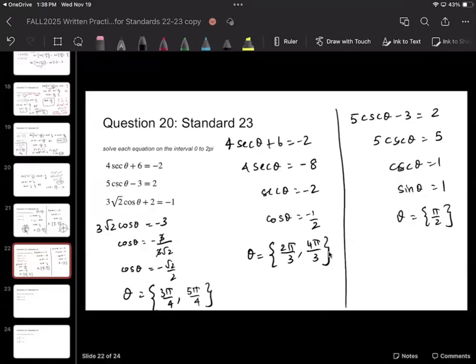Okay, so you need to have your unit circle memorized if possible, or at least you should have a strategy to find these values. I don't memorize the unit circle. I just remember the first quadrant and then I use the property of symmetry to just figure out the rest of the values.